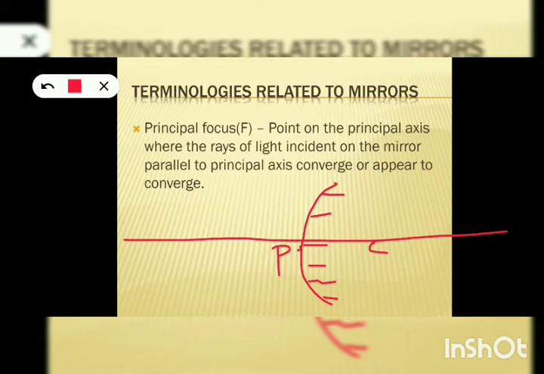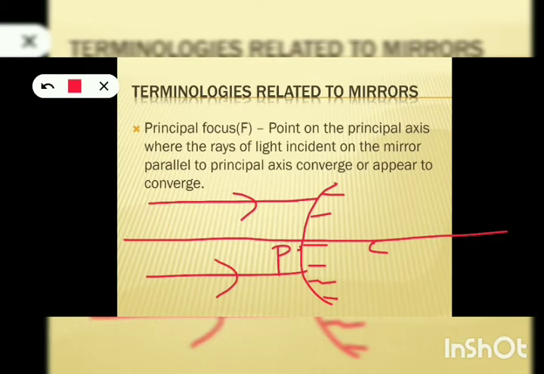Now what happens when light falls on the outer surface of the convex mirror? Consider these two rays. These rays are parallel to the principal axis, and when these rays are incident on the reflecting surface of the convex mirror, they will be reflected like this. So here the reflected rays are not converging to any point.